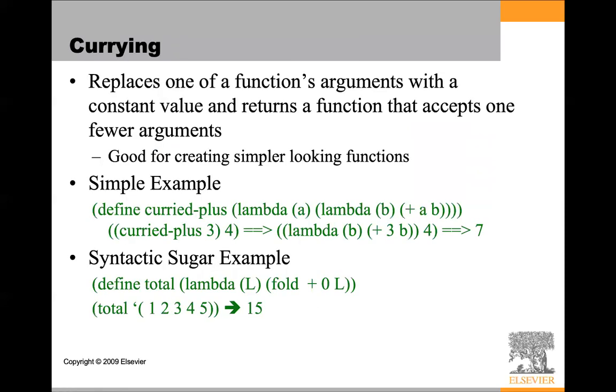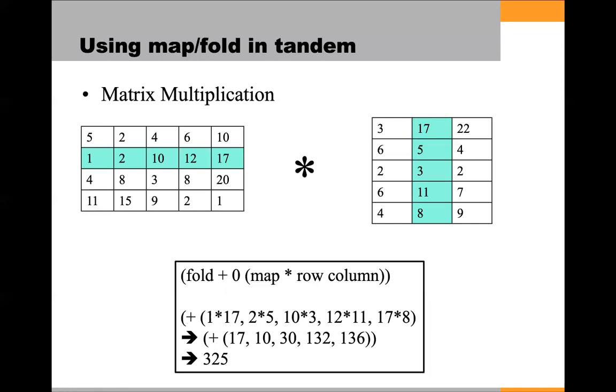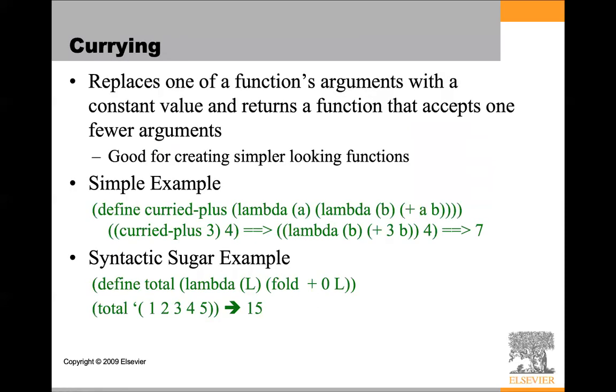Okay, so that is 2 examples of higher order functions. The third one that we're going to talk about is something called currying. And currying is where we replace one of a function's arguments with a constant value and return one fewer argument. So it's good for creating simpler functions.